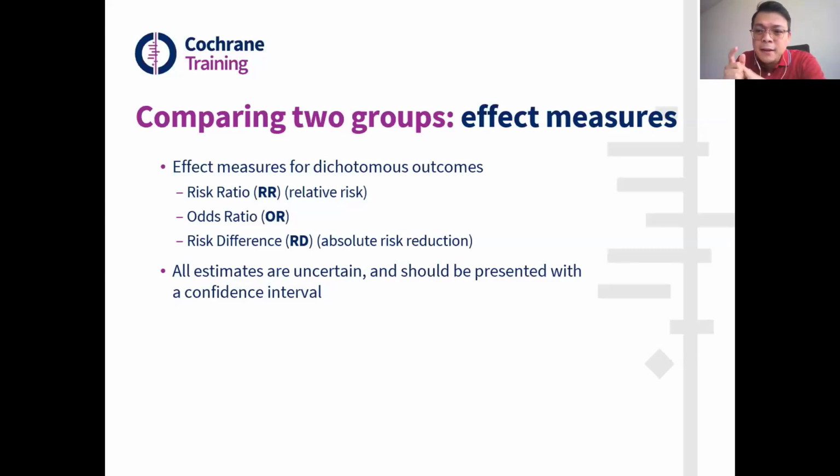Just a note that these effect measures are study estimates, and so we report them with some measure of uncertainty, usually with a confidence interval, which gives us the range of plausible values for the true effect. I believe the confidence interval will be discussed more in the introduction to meta-analysis section, which will be in July. But if you want more information at this point, you can refer to section 15 of the Cochrane Handbook.